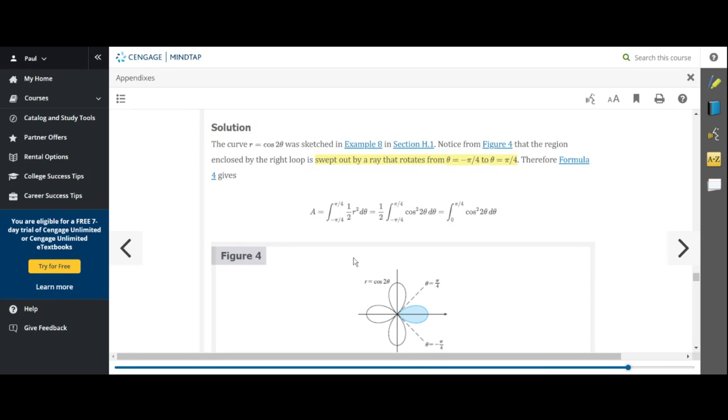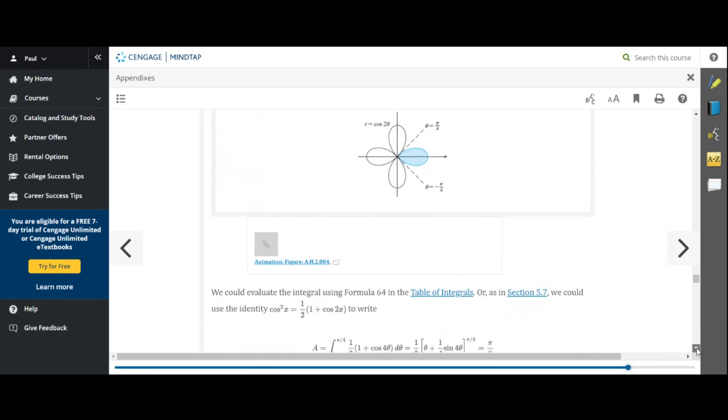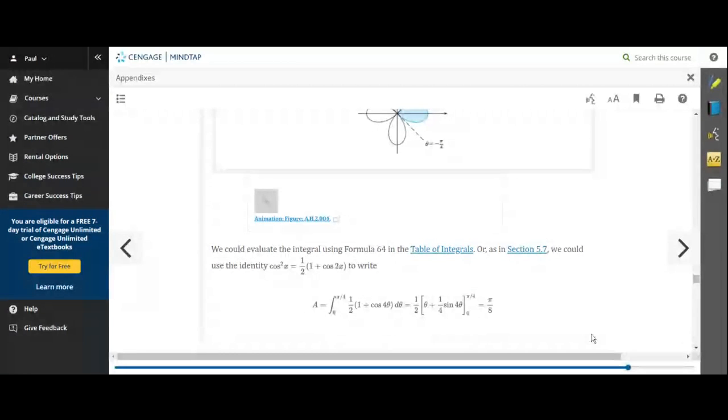Well, then the area is going to be the integral from negative pi over 4 to pi over 4 of 1/2 r squared d theta, and r squared is cosine squared of 2 theta. Now you have to integrate cosine squared of 2 theta, and there's an identity for that. The cosine squared of x is equal to 1/2 times 1 plus cosine 2x.